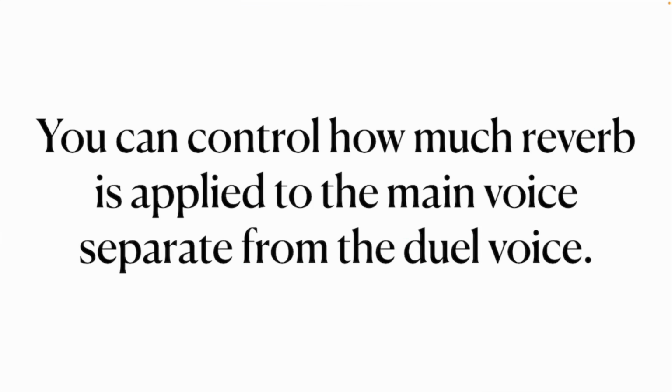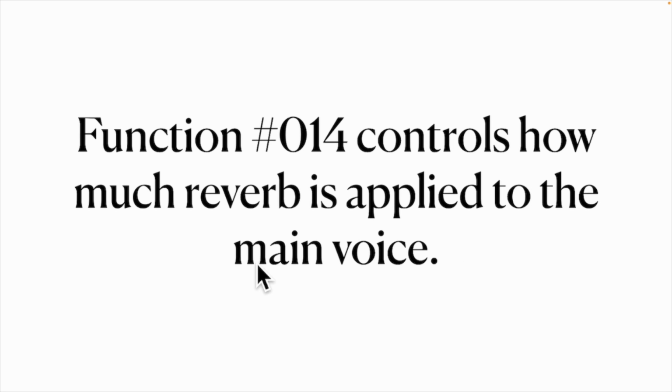You can control how much reverb is applied to the main voice separate from the dual voice. When you go in and you set up target number 2 and you use the knob, you are applying reverb to both the main voice and the dual voice in the same amount. But here's the deal. You can go to function number 14, and this allows you to control how much reverb is applied to the main voice, and it goes from 0 to 127.